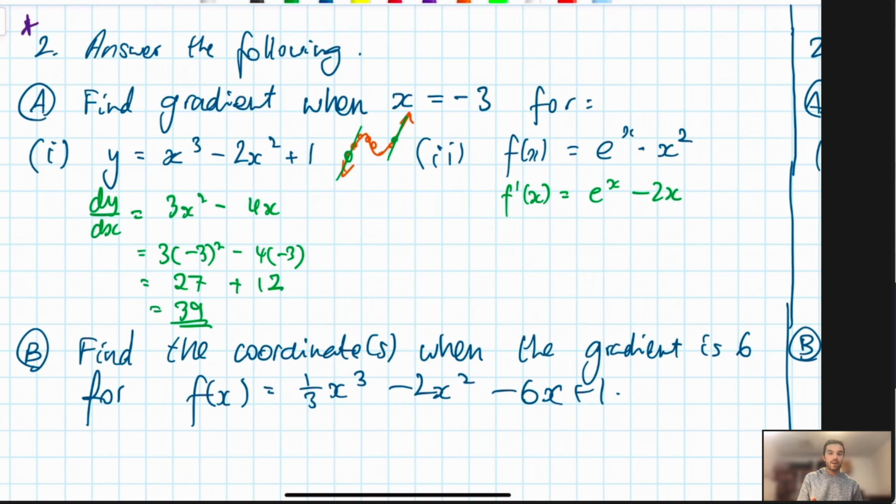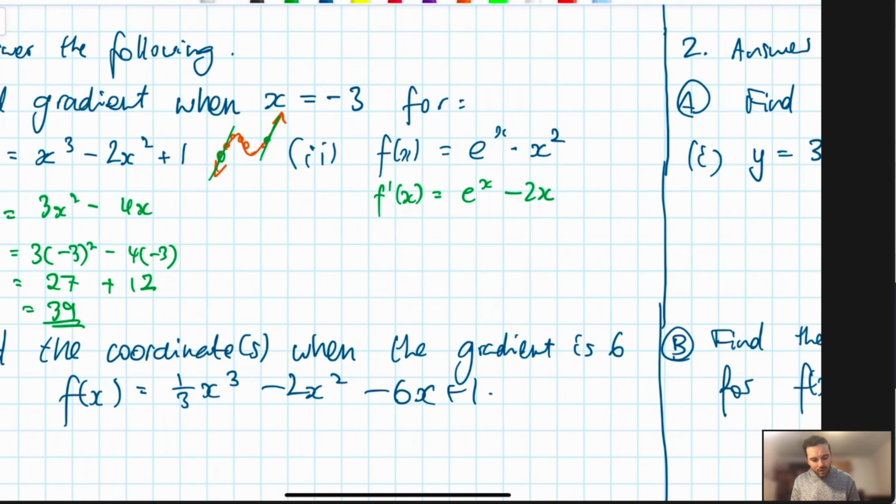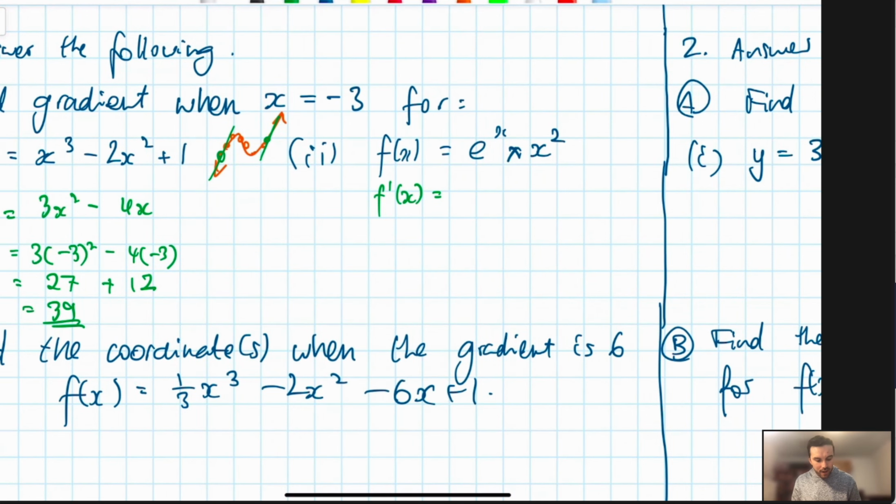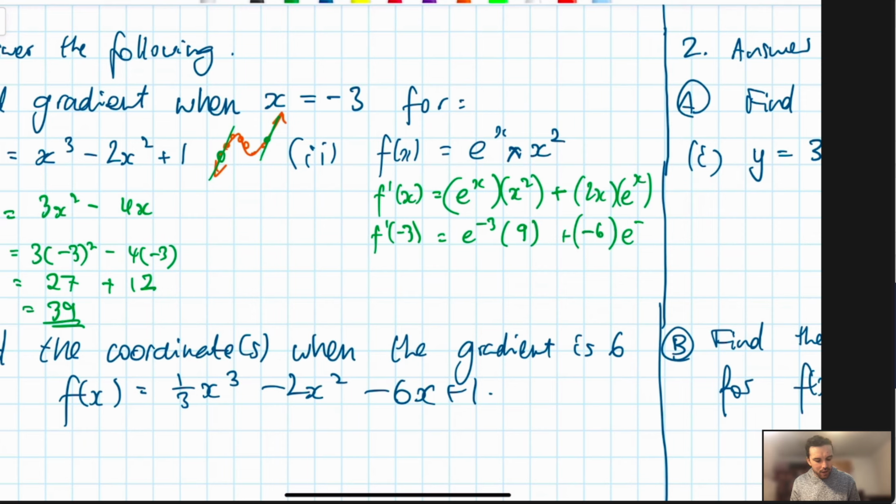e to the x is just simply e to the x. And it might have been a plus originally, but let's make it a times. We should practice these. So product rule, so let's pretend this is a times. Okay, sorry about that. Differentiate the first, which is still e to the x, times x squared. And then plus 2x times e to the x. Okay, now let's sub in negative 3. So e to the negative 3, then this is going to become 9 plus negative 6 e to the negative 3.